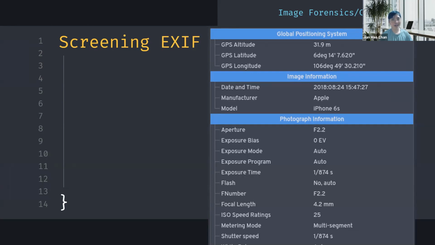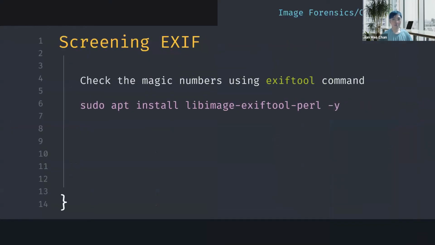This can be done in many ways. If your operating system has some built-in image editing tools, you could just right-click on the file and look at the properties for some of the EXIF information. And to do this analysis in a more comprehensive manner, we could use the exiftool command.